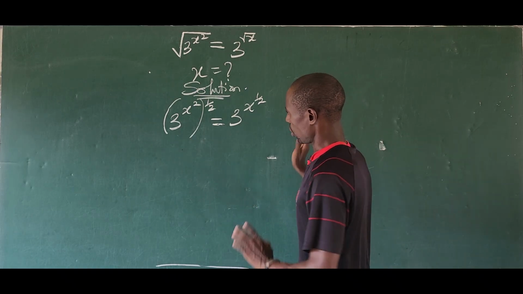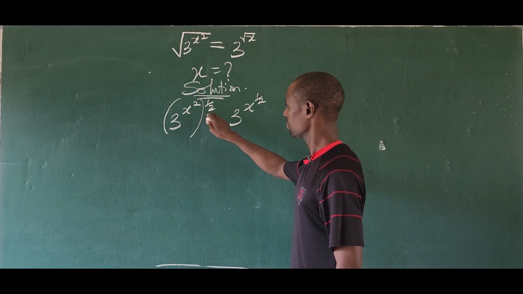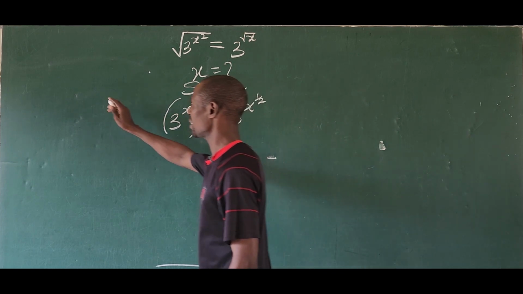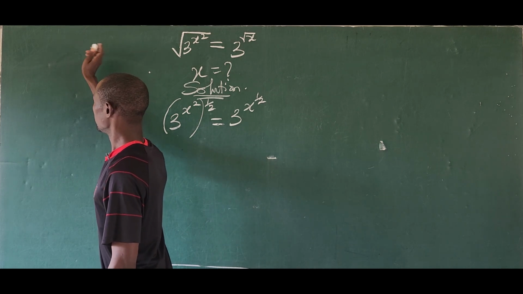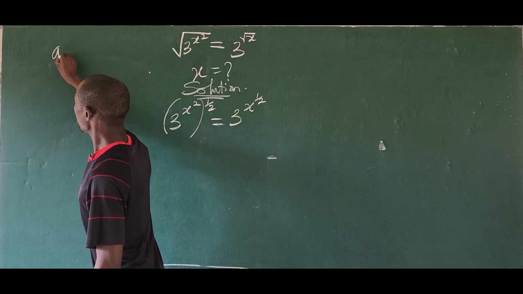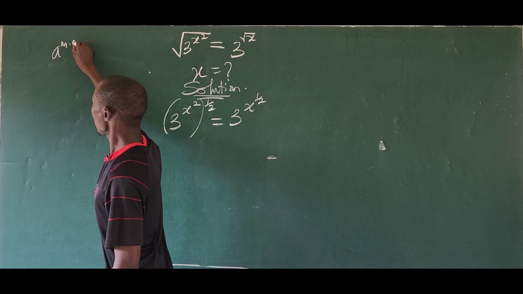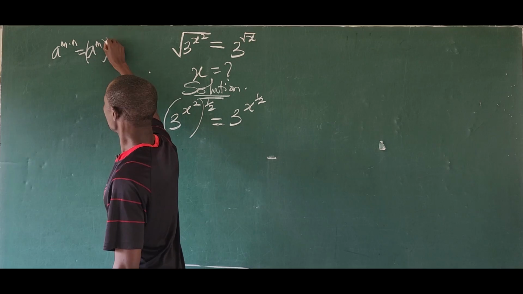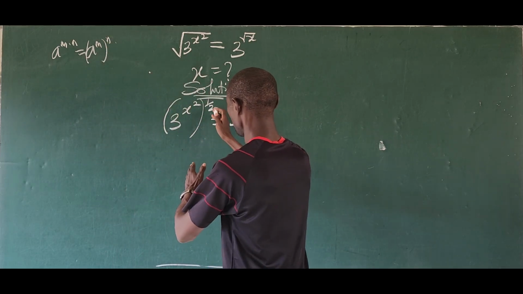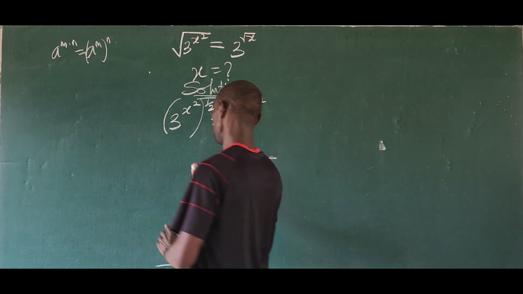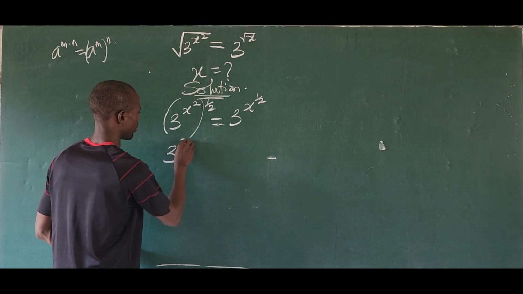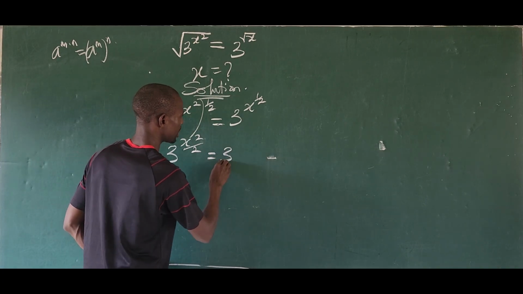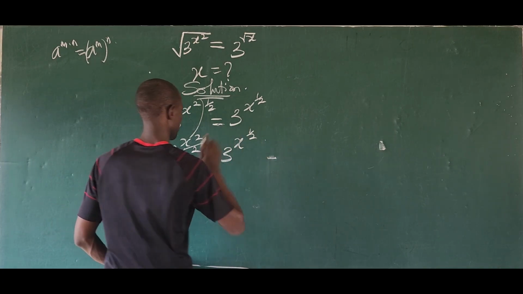If you take a look at this expression, we can use it to multiply this. We are applying the first law we're going to operate with, which is a to the power of m times n. This is equal to a to the power of m, in brackets, then raised to n. If we do that, this will multiply this expression. So this gives us 3 to the power of x all raised to the power of 2 over 2, equal to 3 to the power of x raised to 1 over 2.